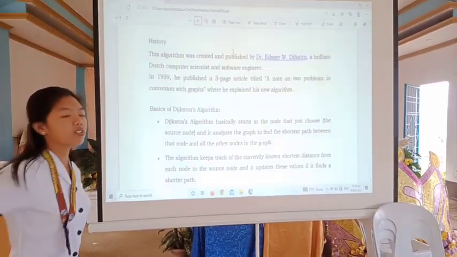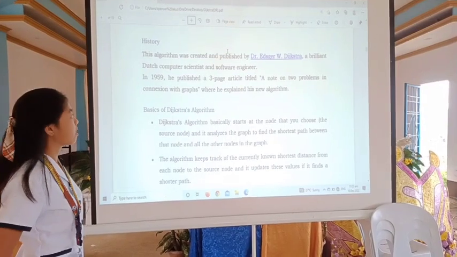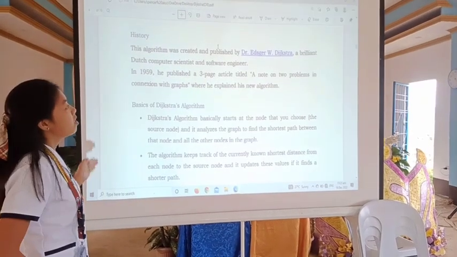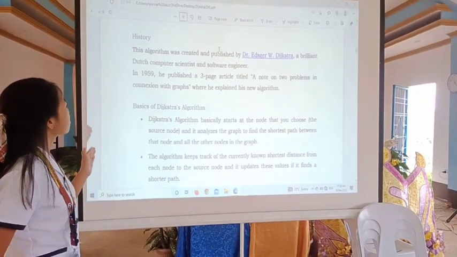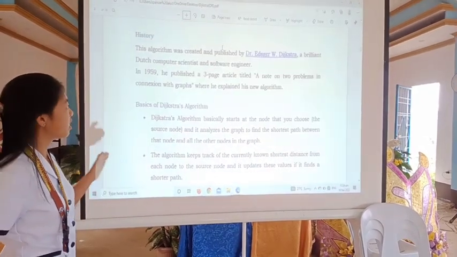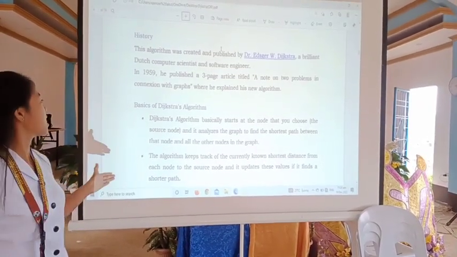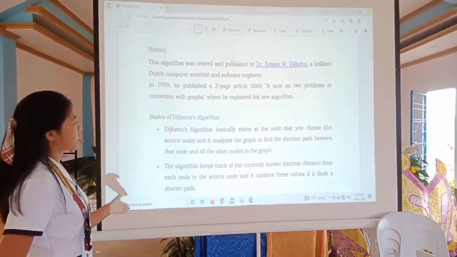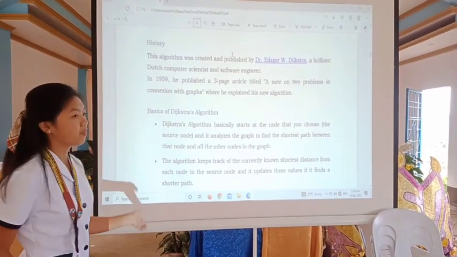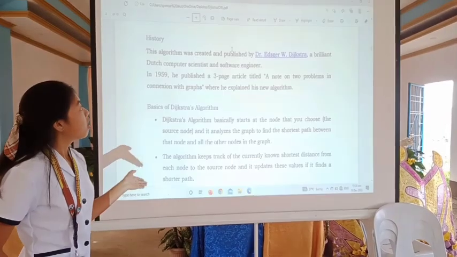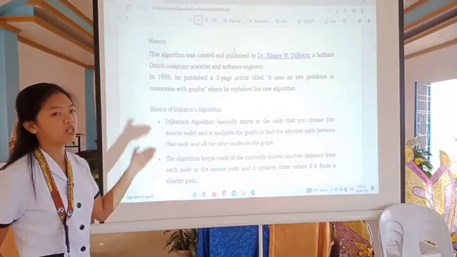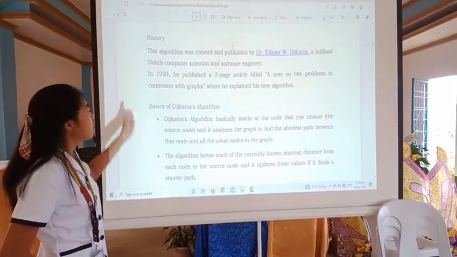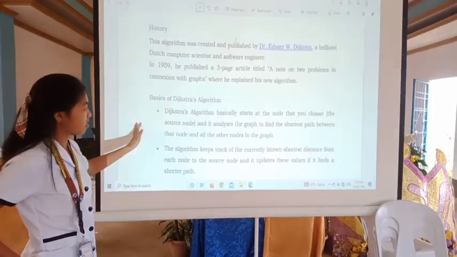As a short review of the history of Dijkstra's algorithm, this algorithm was created and published by Dr. W. Dijkstra, a brilliant Dutch computer scientist and software engineer. In 1959, he published a 3-page article titled "A Note on Two Problems in Connexion with Graphs," where he explained his new algorithm. Dijkstra's algorithm is named after the one who created and published it, Dr. W. Dijkstra.